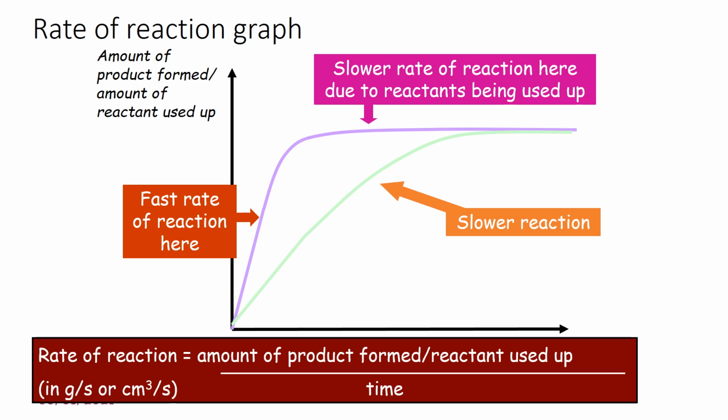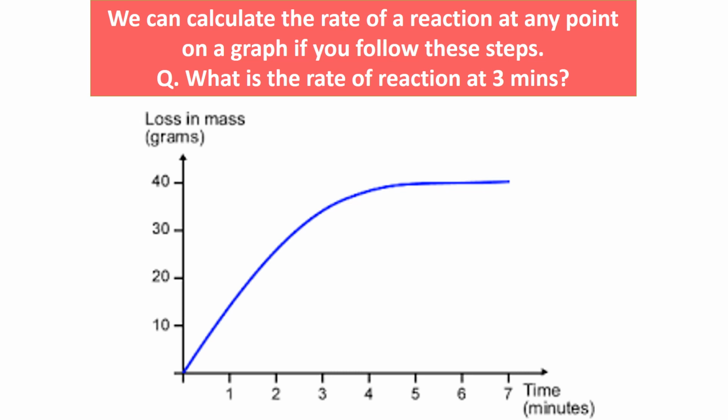So we can do that using graphs as well. We can calculate the rate of reaction at any point on a graph if we follow these 3 steps. So I would very strongly recommend you draw this graph right now. So pause the video and draw this graph and then write down the 3 steps as I go through them. We're going to use this as a demo graph. Or if you are writing on the PowerPoint, you can write on this graph here.